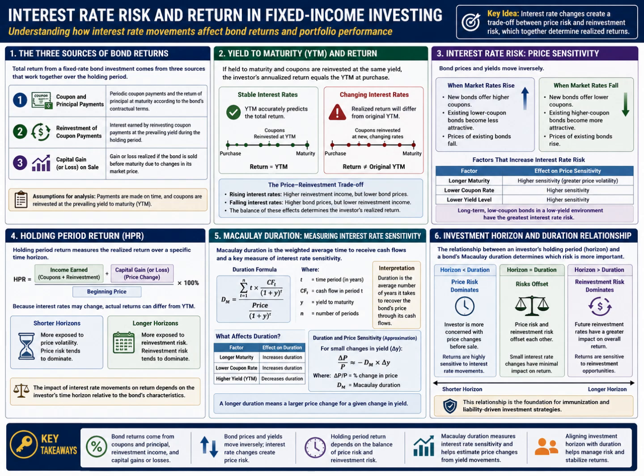If the investment horizon is shorter than duration, price risk dominates because the investor is more concerned with bond value fluctuations before sale. Conversely, if the horizon exceeds duration, reinvestment risk becomes more important because future coupon reinvestment rates significantly influence overall return. This relationship is critical for immunization and liability-driven investment strategies.